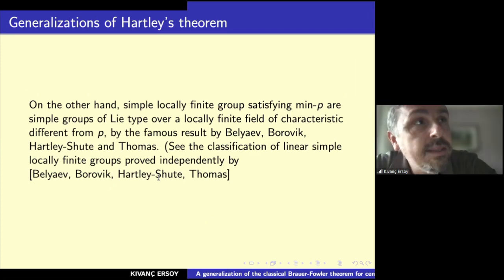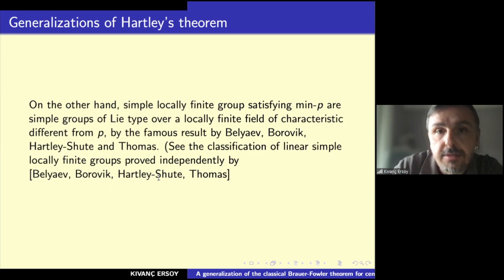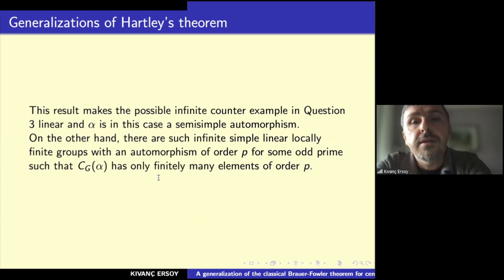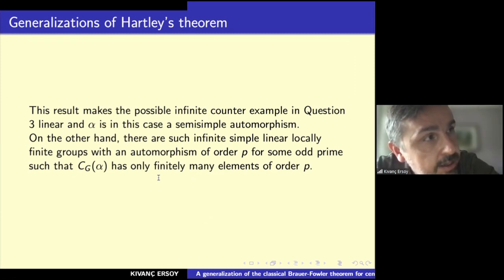So we omit the nonlinear groups then. So our groups are linear, which is a nice first step. But okay, the possible infinite counterexample of question 3 must be linear, and alpha should be a semi-simple automorphism. Semi-simple means relatively prime to the characteristic. Hartley already proved many results about semi-simple automorphisms of simple locally finite groups of Lie type. In particular, their centralizers, their fixed points, have infinitely many elements of distinct prime orders.